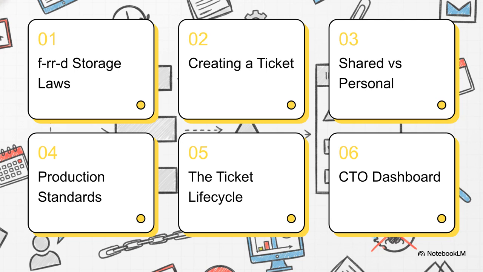Here's a quick look at our roadmap for today's explainer. We'll start with the fundamental laws of the storage system, look at how to actually create a ticket using the wizard, break down shared versus personal folders, and go over our strict production standards. Then we'll map out a ticket's entire life cycle before finally exploring the CTO dashboard.